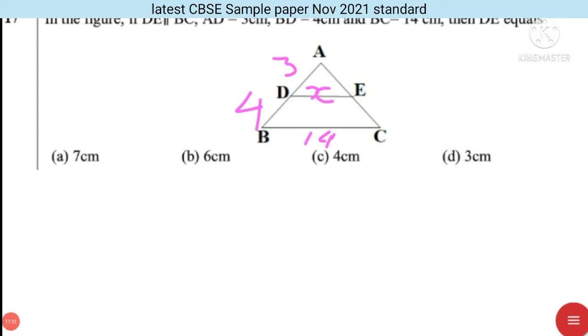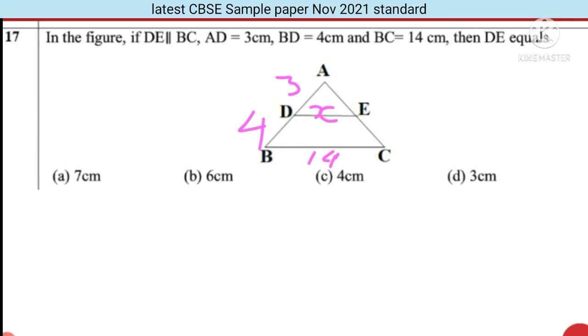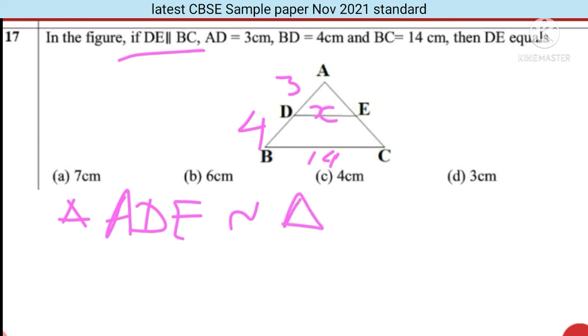In the given figure, we are given some data. DE is parallel to BC and we have to find the value of DE. Now, BPT will not work here. We shall have to use similarity of triangles. So, since DE is parallel to BC, you know that triangle ADE is similar to triangle ABC.